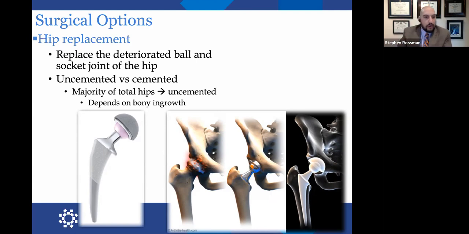At the end of that stem goes a ceramic or a metal ball. Then inside the cup, or the acetabulum, goes a metal cup that has the same type of roughened surface. The metal is made out of titanium generally, and that roughened surface also lets the bone grow in. Some people use screws to hold it in place, some people don't. Then a piece of very wear-resistant plastic snaps into that cup. And that's basically a hip replacement.